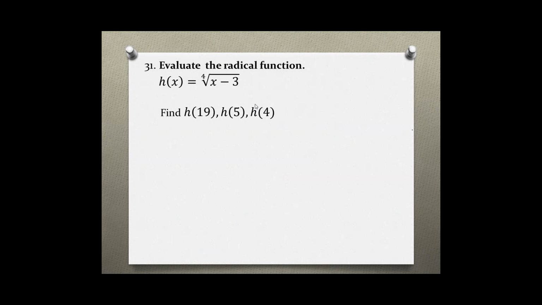Now in the last part of the problem we are given the function h, so it says h of x equals the fourth root of x minus 3, and then we have the function values h of 19, h of 5, and h of 4. So these are x values, and we are going to plug them into the function starting with h of 19, and we get the fourth root of 19 minus 3. Solving the right side, the fourth root of 16, and 16 is actually a perfect fourth root. The number that is multiplied by itself 4 times would be 2.